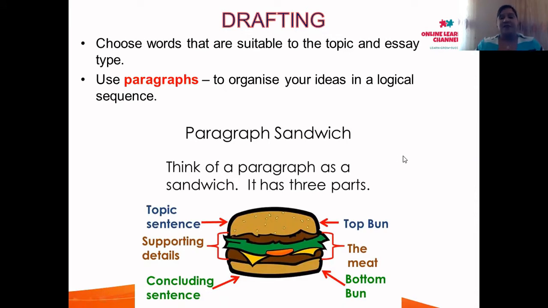Think of a paragraph as a sandwich or a burger. It has three parts. The top part, the top bun, is your topic sentence. And in the middle, the meat and all that good stuff is the supporting details that will give your essay the flavor that you are trying to impart. And then the bottom bun is the concluding sentence, which finishes off and completes your paragraph. Without the bottom bun, or the concluding sentence, your paragraph is incomplete.